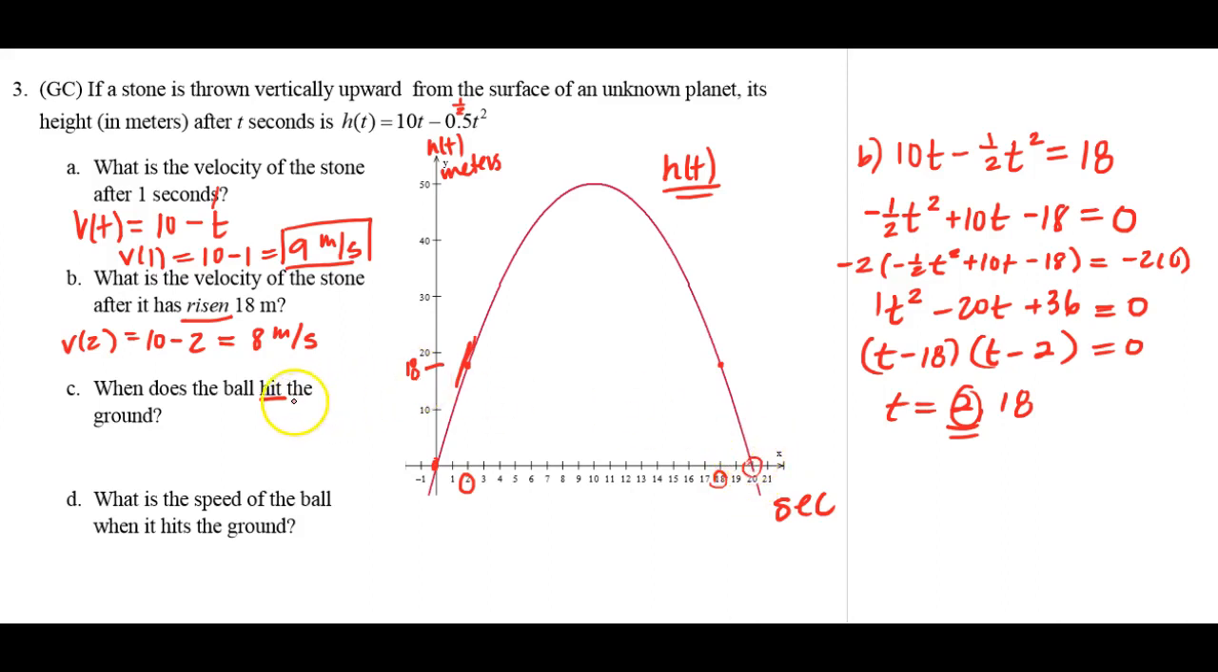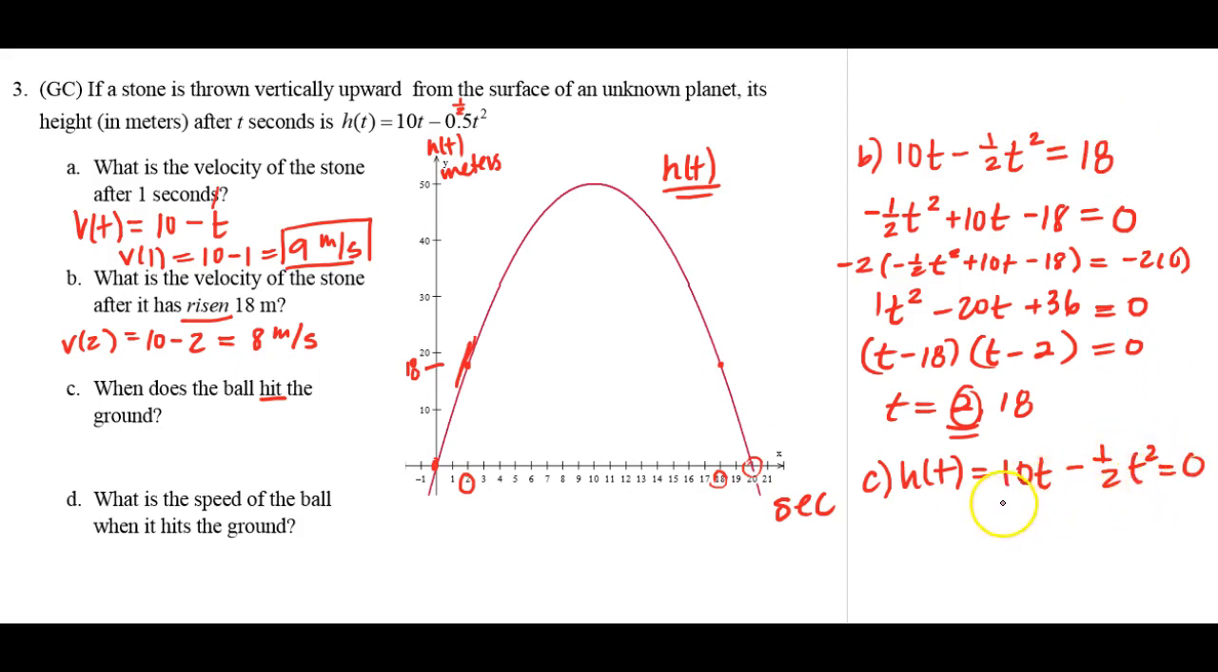So when does the ball hit the ground? That's when the height is 0, right? That's when the ball's on the ground. So here I'm going to set h of t, and I'm going to do that over here because I'm running out of space. h of t equals 10t minus 1/2 t squared. When does this equal 0? Notice that this is already set equal to 0. Like on the last one, I had to move the 18 to the other side, but this one's already set equal to 0.